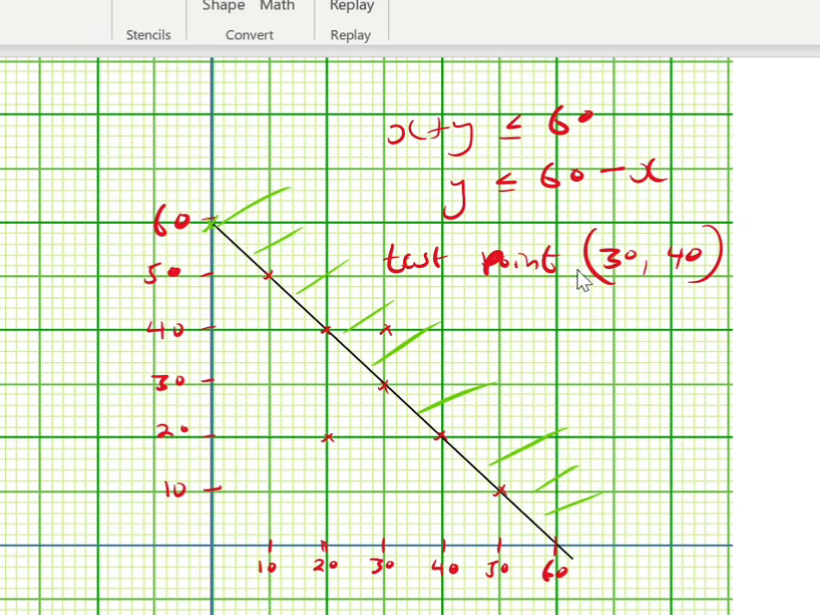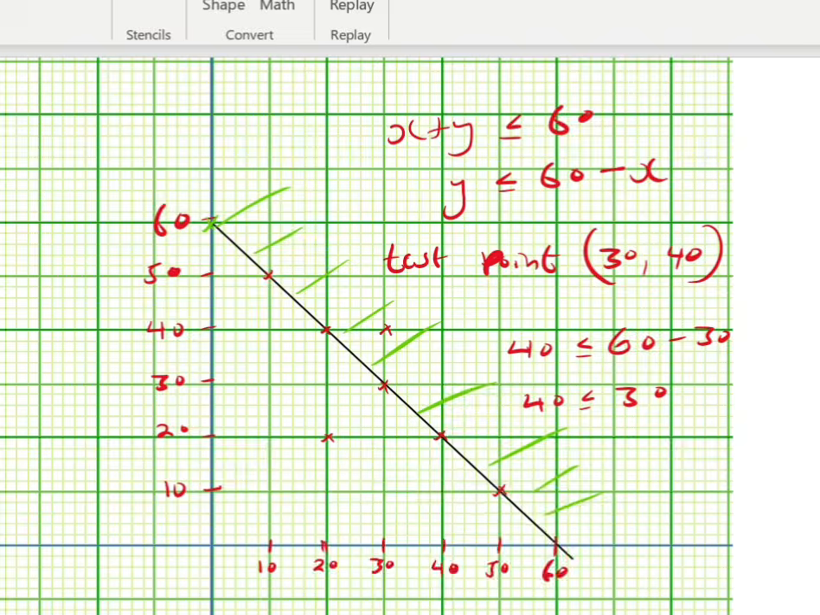Substitute. So where we have y, you put 40. So 40 is less than or equal to 60 minus x. X yako ni 30. So 40 is less than or equal to 60 minus 30, which is 30. So is 40 really less than 30? That is not true. 40 is greater than 30 and therefore this side is not true and therefore we shade that side. Ndio mtu anaangalia to know side utashade. Sawa sawa? I hope umeelewa.